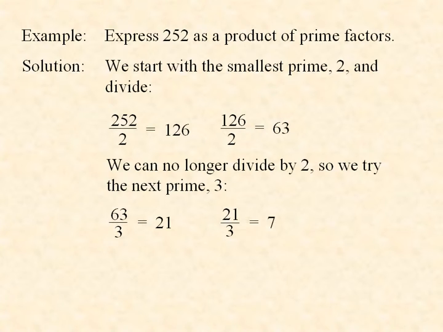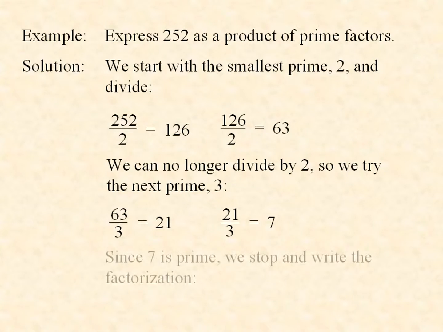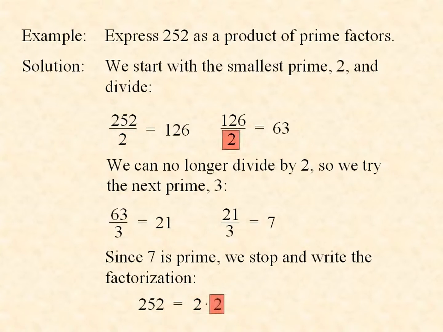Now 7 is a prime, so at this point we can stop and write the prime factorization. The first number we divided by was 2, so 252 is 2 times another 2, because we divided by 2 again, times 3, we divided by 3, times another 3, and then times 7, the prime we ended with. So there's the prime factorization of 252.